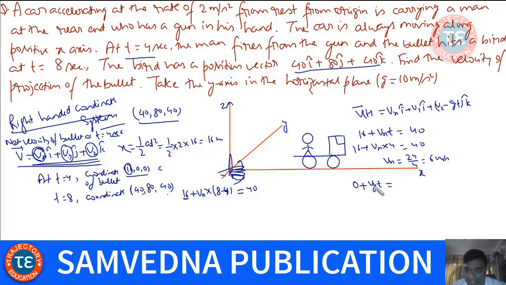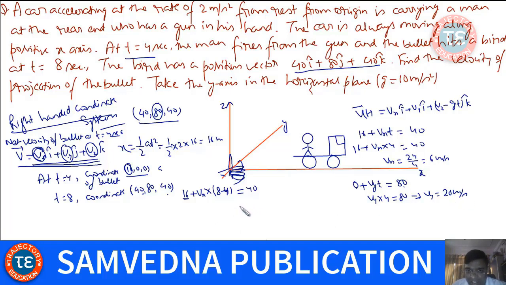Similarly, the y coordinate of the bullet at t equal to 4 seconds is 0. As time passes, the y coordinate increases at the rate of Vy, and it must reach its final value at 8 seconds. At 4 seconds the y coordinate is 0, and at 8 seconds it should be 80. So the time taken by the bullet to reach y coordinate 80 from 0 is 4 seconds. So Vy is 20 meter per second. Okay.